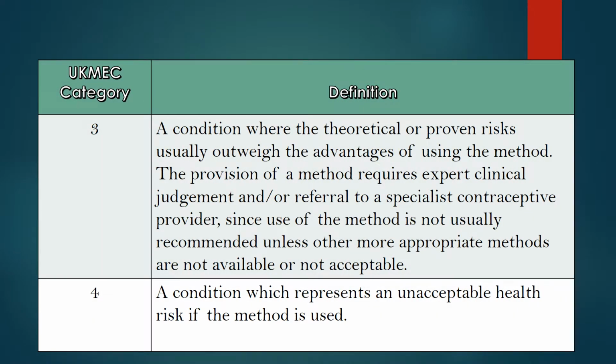Category 3. A condition where the theoretical or proven risk usually outweighs the advantages of using the method. The provision of a method requires expert clinical judgment and/or referral to a specialist contraceptive provider, since use of the method is not usually recommended unless other more appropriate methods are not available or not acceptable. Category 4. A condition which represents an unacceptable health risk if the method is used.